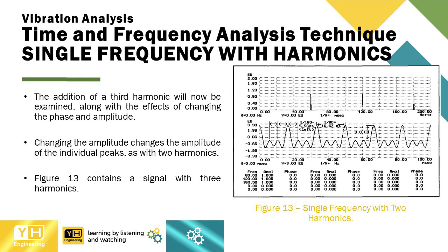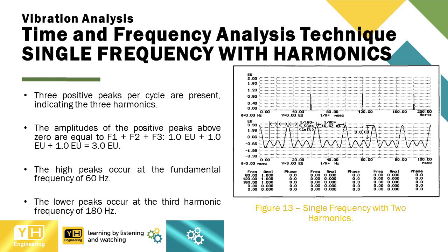The addition of a third harmonic will now be examined, along with the effects of changing the phase and amplitude. Changing the amplitude changes the amplitude of the individual peaks, as with two harmonics. Figure 13 contains a signal with three harmonics. Three positive peaks per cycle are present, indicating the three harmonics. The amplitudes of the positive peaks above 0 are equal to frequency 1 plus frequency 2 plus frequency 3. So, 1.0 engineering units plus 1.0 engineering units plus 1.0 engineering units equals 3.0 engineering units.